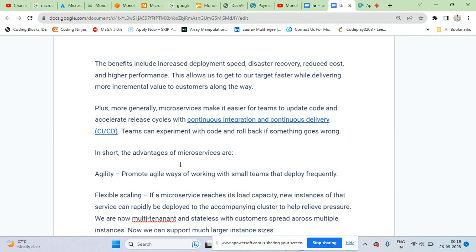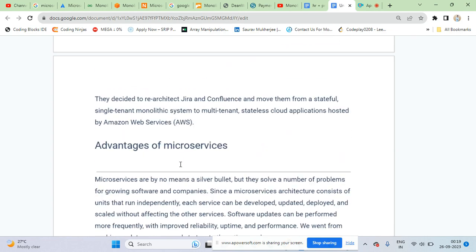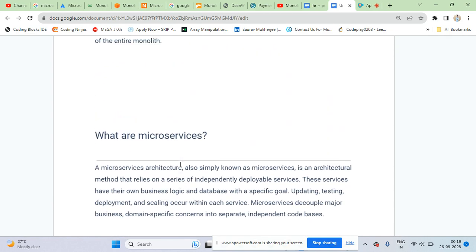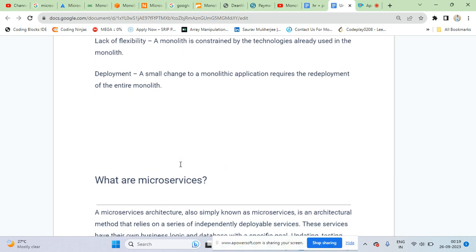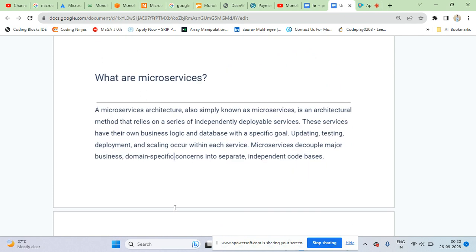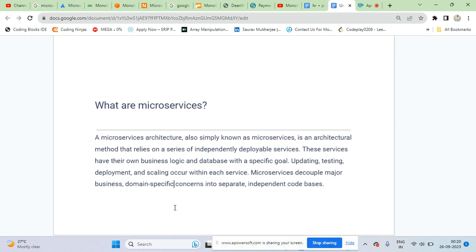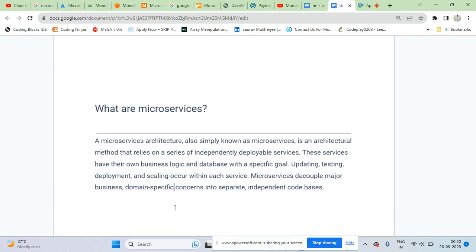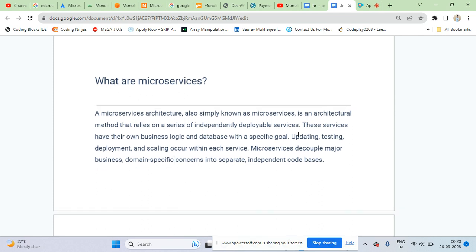There are 3 points that you have to remember about the definition of a monolith. They have a single code base. They are tightly coupled, every business concern. And the third thing is that development and maintenance happen together, even if you have to update a single thing. With microservices, updating, testing, deployment, and scaling, which occur for the whole code base in a monolith, occur within each service. This is the third point.